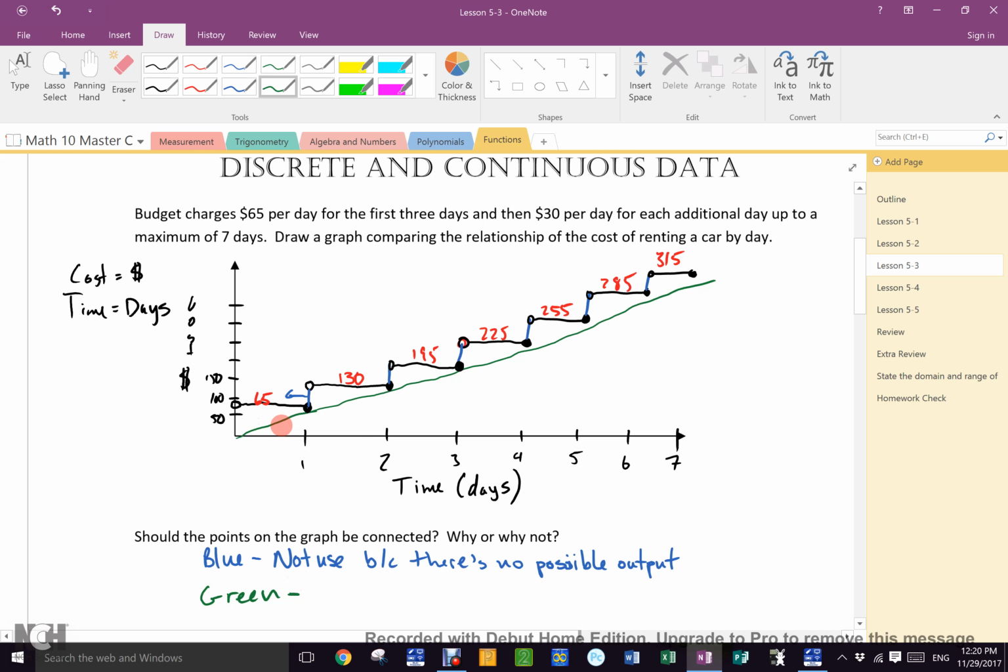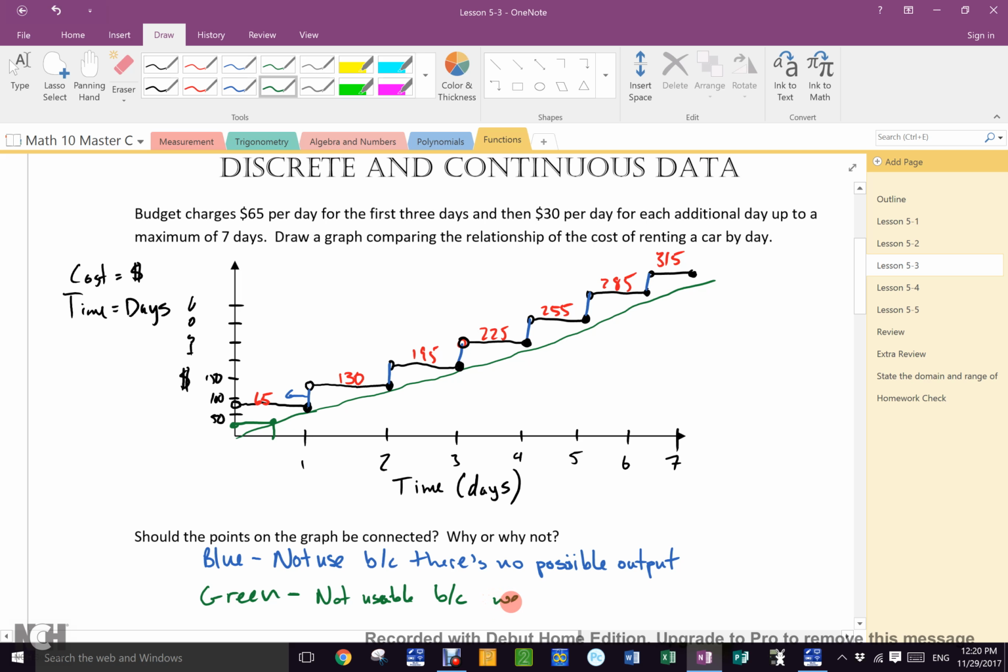According to that line, if I rented the car for half a day, how much would I pay? I would have to pay that much money, yes? Do I? What do I pay? I pay 65. So can I do the green line? No. I can't use the green line. Not usable. I should have said usable.